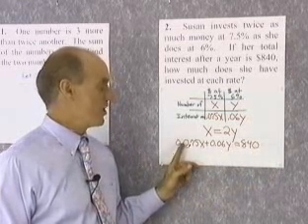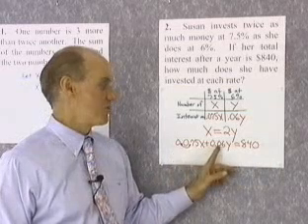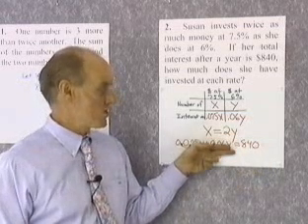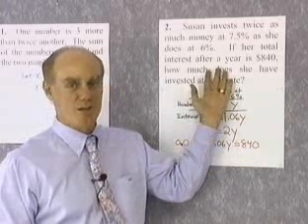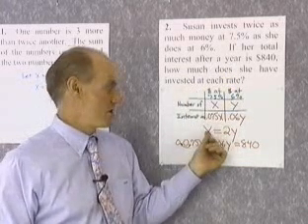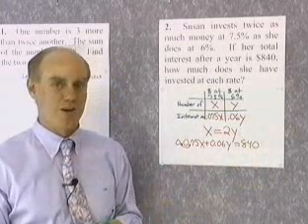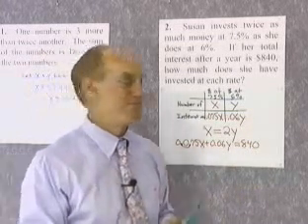But it's 0.075x plus 0.06y is equal to 840. These two equations together describe the situation written in this problem right here. One of the equations has to do with the number of dollars, and the other equation has to do with the interest earned on the dollars. Let's go on to our next problem.